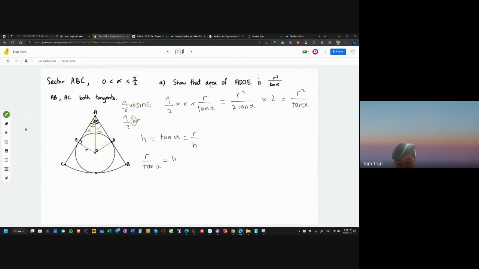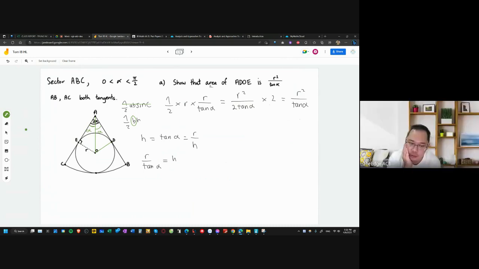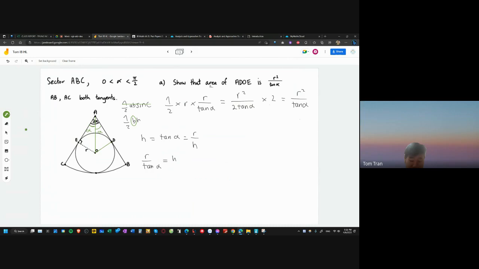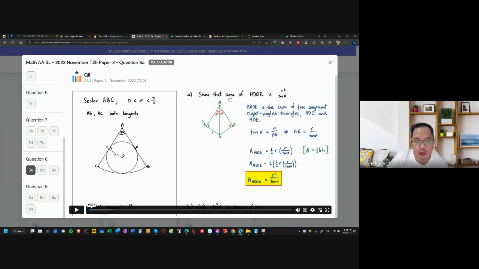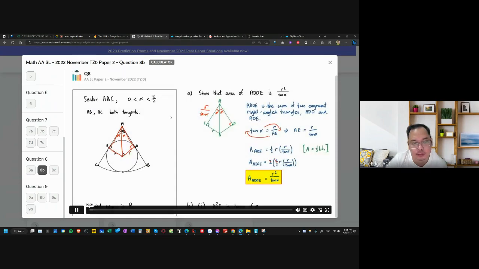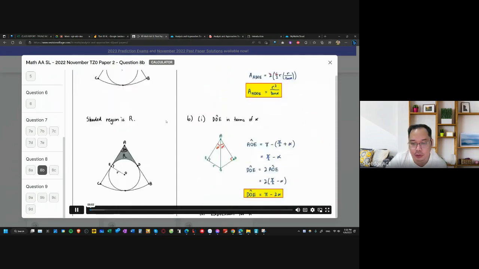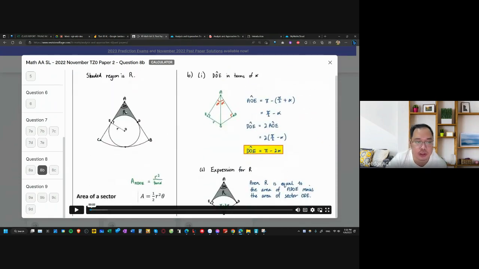Can check if what I wrote is correct or not. It's correct. Okay. The next one, question B. The shaded region here is R. Calculate the angle DOE.